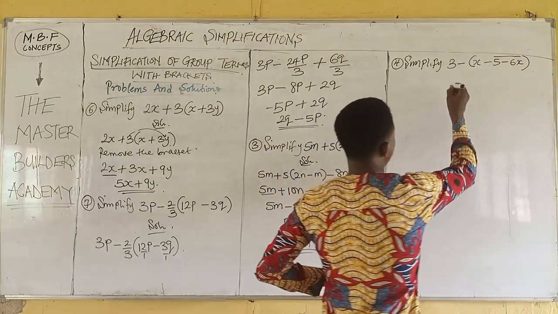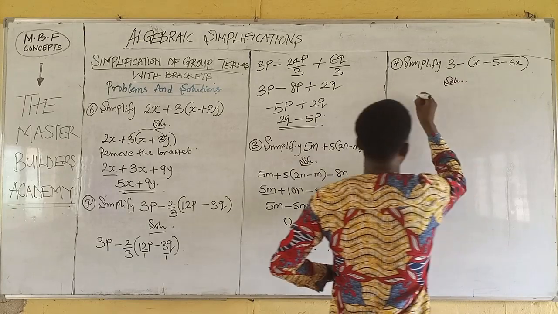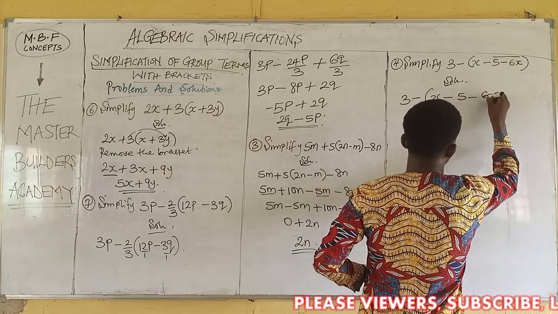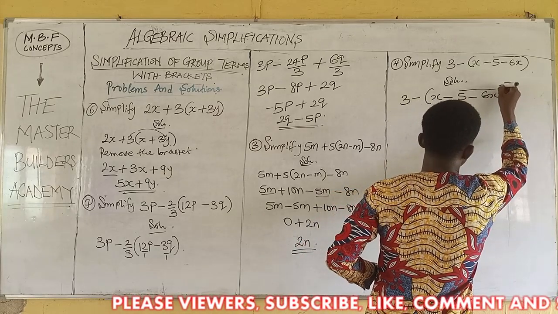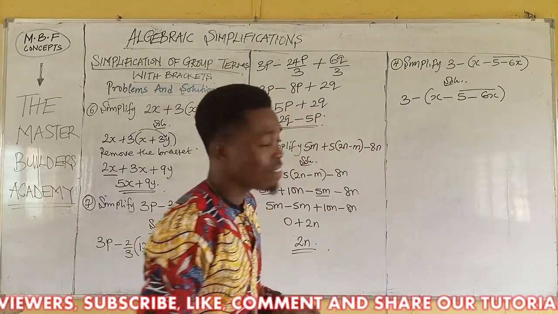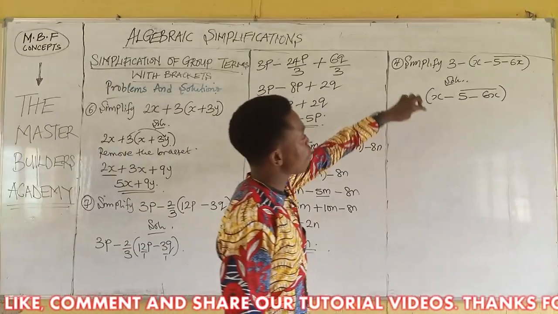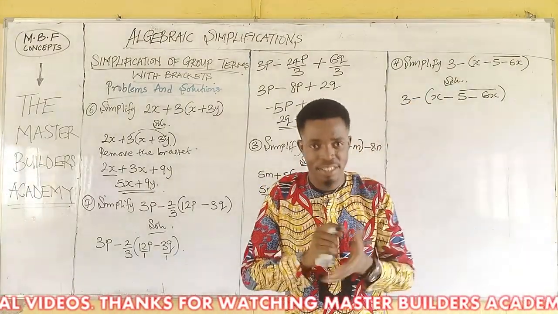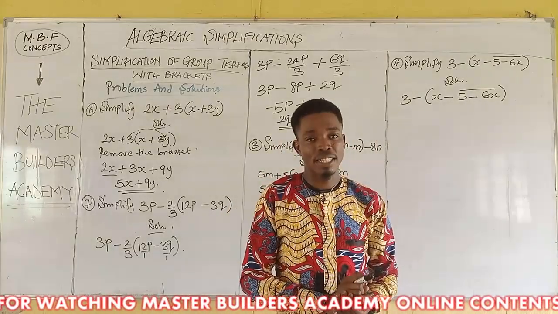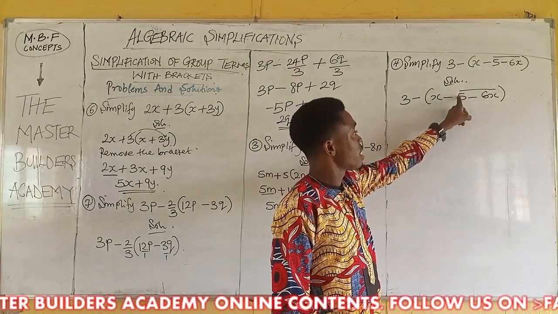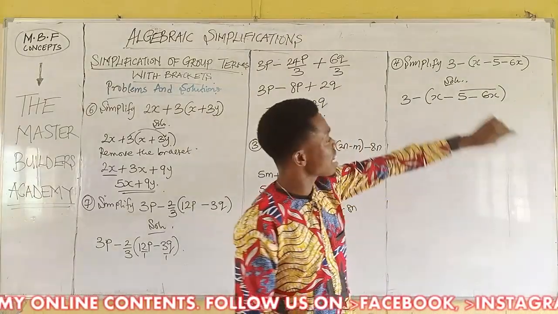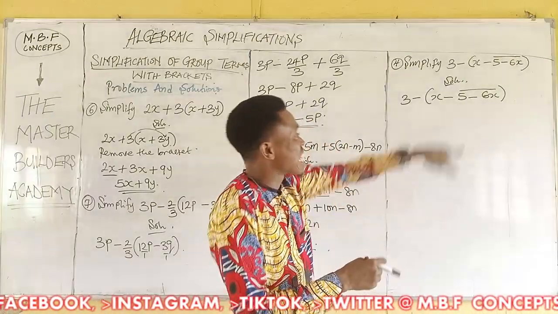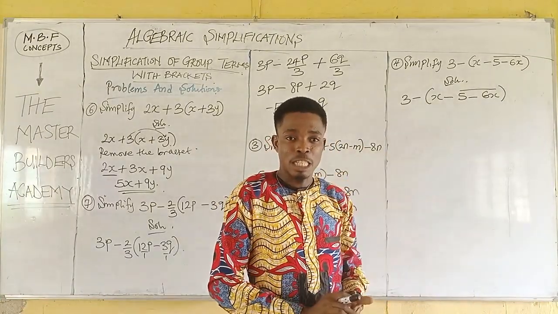Now the last question, which happens to be question number 4, we have 3 minus open bracket x minus 5 minus 6x. Then we have this line on top of 5 and 6. Guys, anytime you have this line in simplification, it means a bracket. That's an internal bracket. So that means there is a bracket that covers these two terms here, invisible, but we are using this line to represent that bracket. So all we simply do now to make it easy for you is to rewrite this expression.